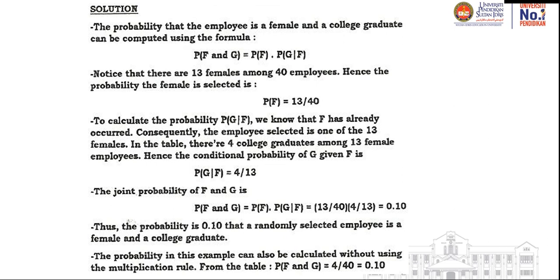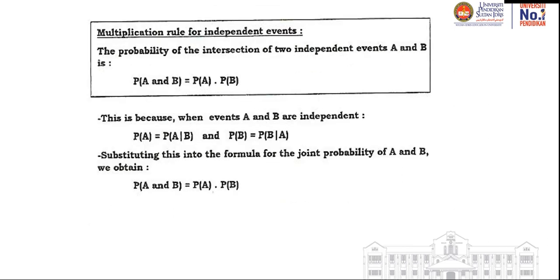So what is the conclusion? The probability is 0.1 that the employee is F and G.